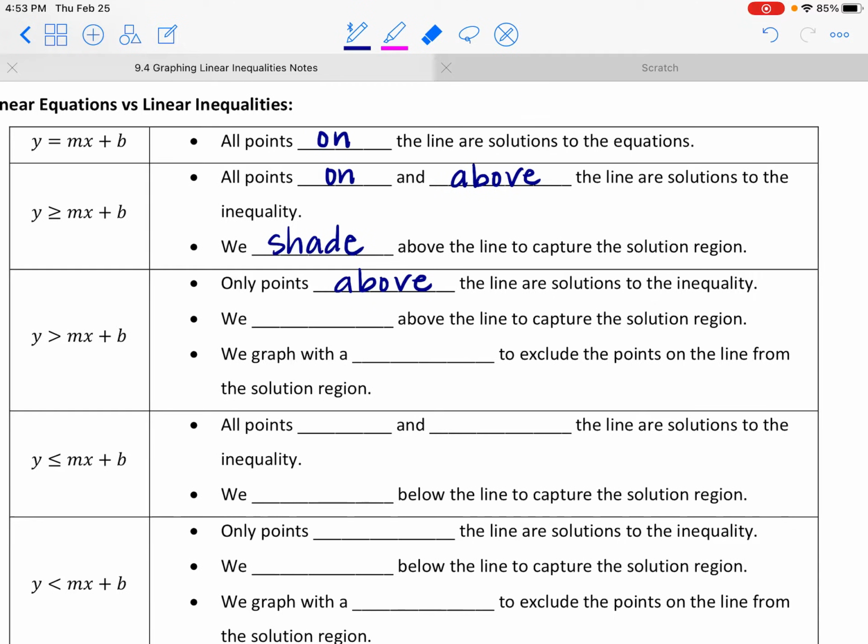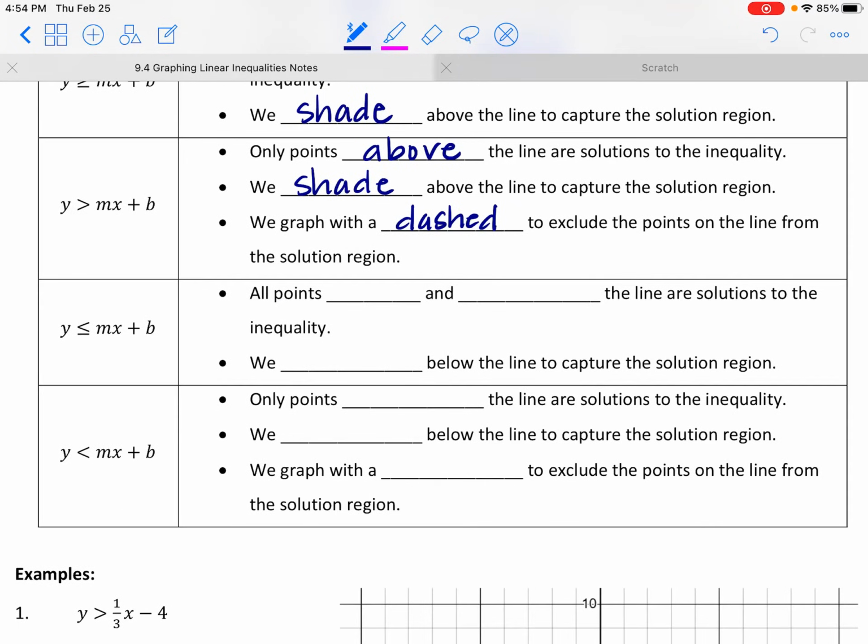So we will still be shading above our line to capture our solution region, but when we graph the line, we're going to use a dashed or dotted line because the points that are on the line are no longer solutions. They're going to make the two sides equal, and we want it to be greater in this particular case. So we use a dashed line to exclude those points from the solution region.